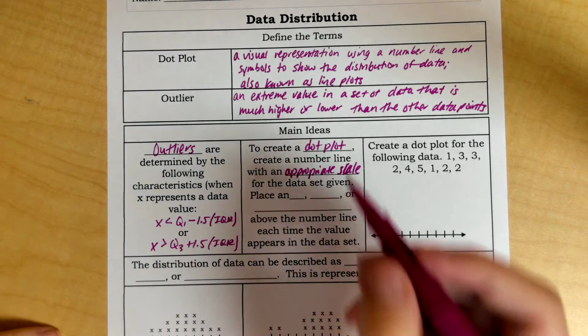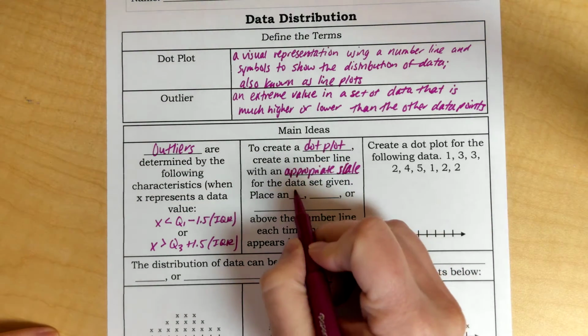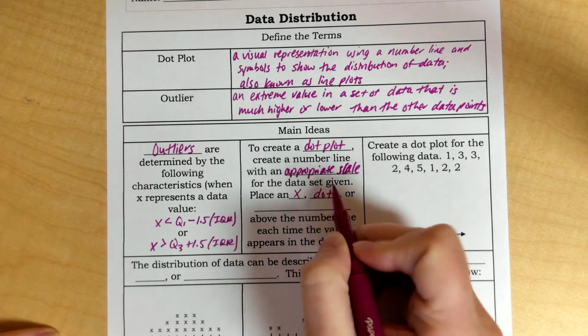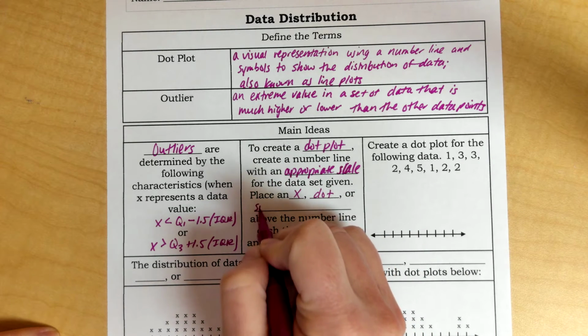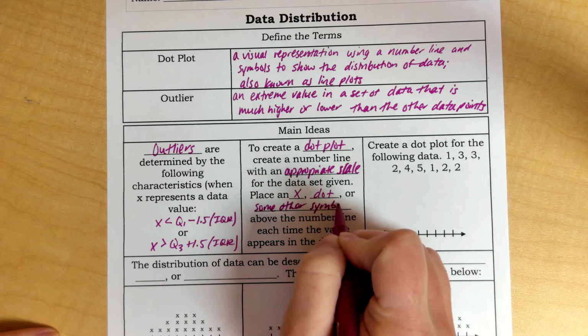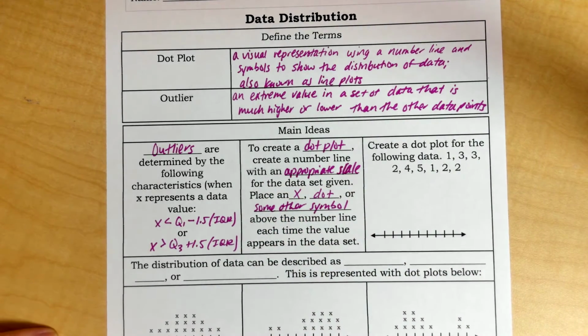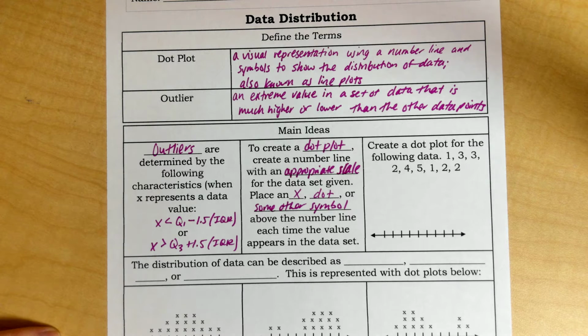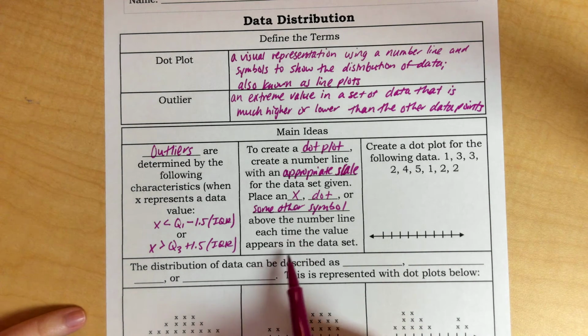So we are going to place, once we have that number line, an X, a dot, or some other symbol. Sometimes if you're dealing with a specific situation, you may see something like they would draw a picture that represents that. That would be okay. But most of the time it's an X or a dot above the number line each time the value appears in the data set.